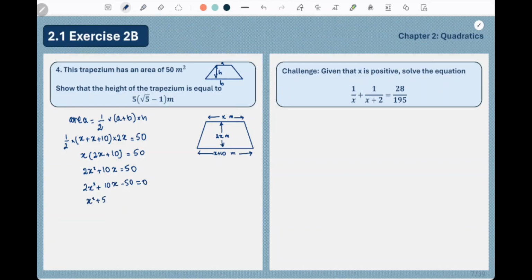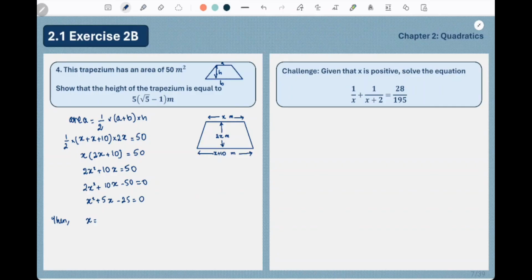The reason it became this is that we divided everything by 2 because it's a common factor. And it's easier when it comes to the formula, you know, you don't get big numbers. Then we can apply the formula. In this case, A is 1, no need to write it, B is 5, and C is minus 25.